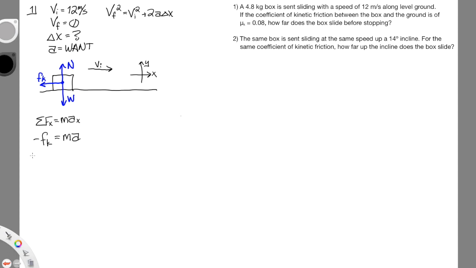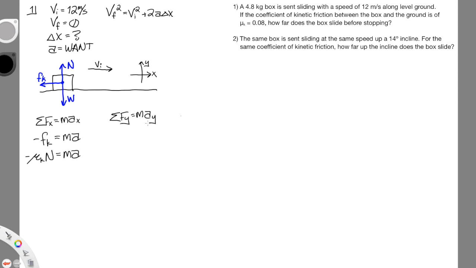Once we get to this part, now we can plug in equations. The kinetic friction has a formula. It's the coefficient of kinetic friction times the normal force equals mass times the acceleration. Well, we were given the mass of this box, and we were given the coefficient of kinetic friction, and we want the acceleration. So what we need now is the normal force. So the x direction can't help us find the normal force, so let's try the y direction.